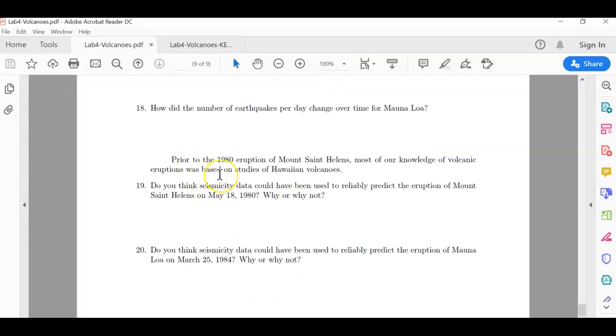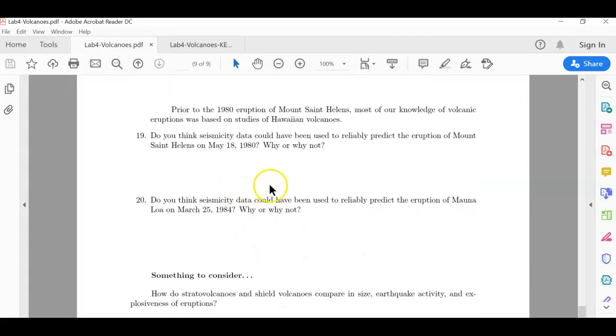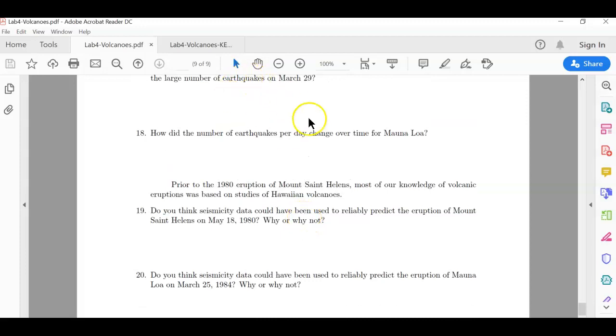Okay, so then, prior to the 1980 eruption of Mount St. Helens, most of our knowledge of volcanic eruptions was based on studies on Hawaiian volcanoes. Do you think that seismicity data could have been used to reliably predict the eruption of Mount St. Helens on May 18 of 1980? Why or why not? And then basically the same question, but for Mauna Loa on March 25th of 1984. Why or why not? So you will think about that based on what answers you get on these two questions, basically, and what you see in your table analysis and on your graph paper analysis.